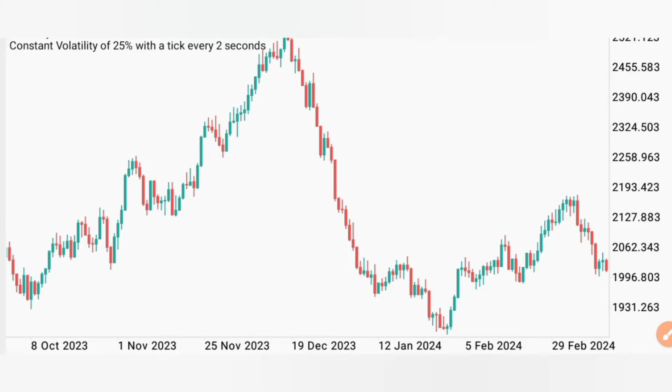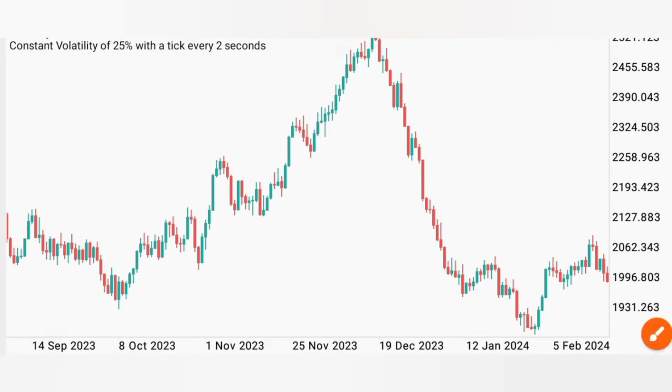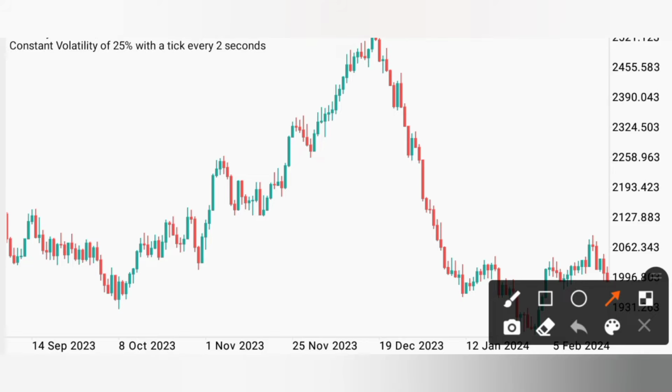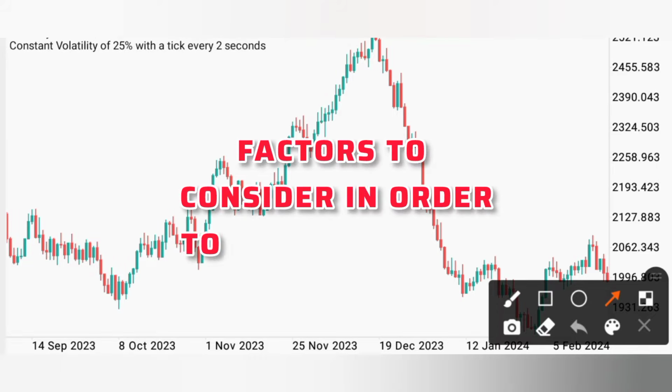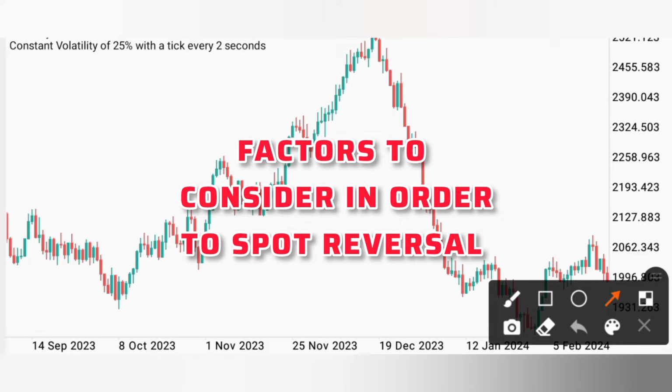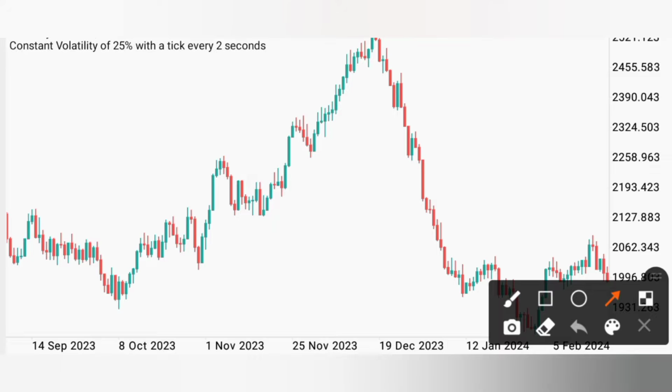But here is the catch: most traders only spot reversals after they happen. Some traders don't know that a reversal is about to occur because they don't know the conditions they are to look out for before knowing that a reversal is going to occur. And that is the purpose of this lesson. I want to tell you some factors you are going to put into consideration before knowing a reversal is going to occur. So let's proceed.